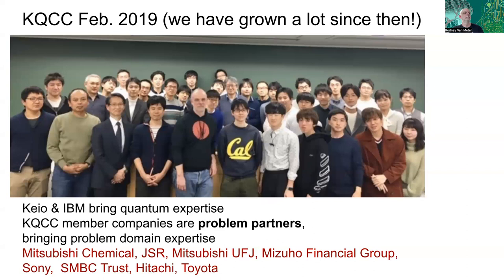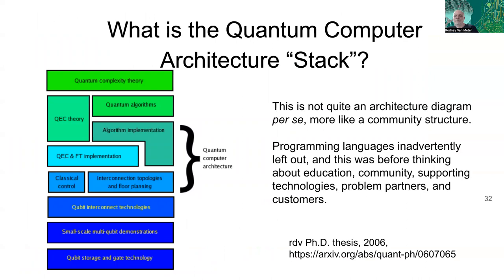So, returning to the question, what's an architecture? Well, this diagram is not really an architecture diagram, but it's really sort of a set of almost subfields that different individuals can work on, and different organizations and journals and ideas interface with this overall picture in different ways.